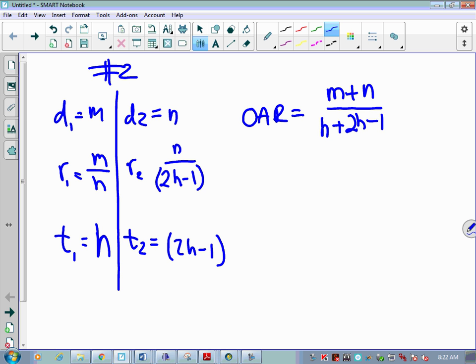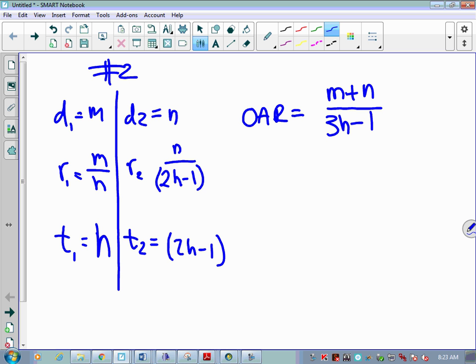Well, this can be reduced, right? Because this h plus 2h minus 1 should come out to 3h minus 1. Is that correct? I think, Ryan, this was yours, right? So simplifying this up, we should get 3h minus 1 down here. All right, so that's our overall average rate, but the question is, at the overall average rate, how long would it take to travel 50 miles?